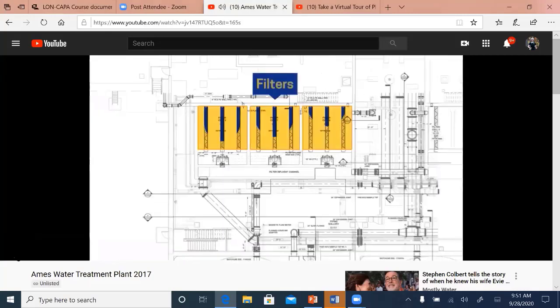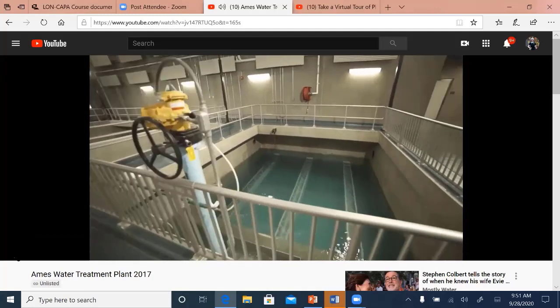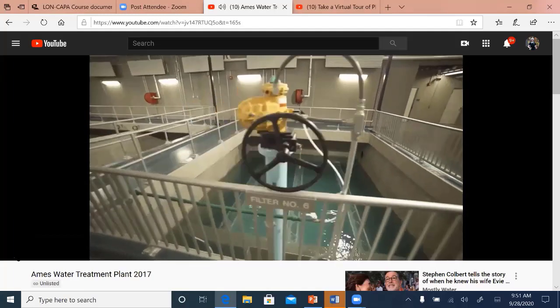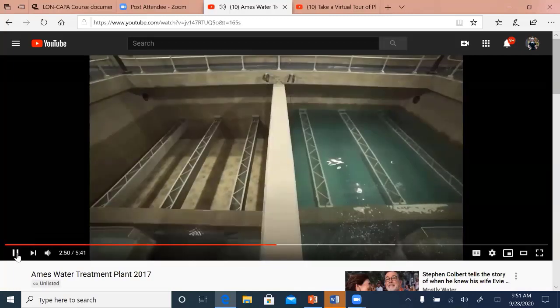Filtration is done with 2 types of media. It's anthracite coal and sand. And the purpose of the filters is to remove particulates from the water before it's sent out to the distribution system. So we haven't talked about filtration yet, but you can see these are the filter beds here.